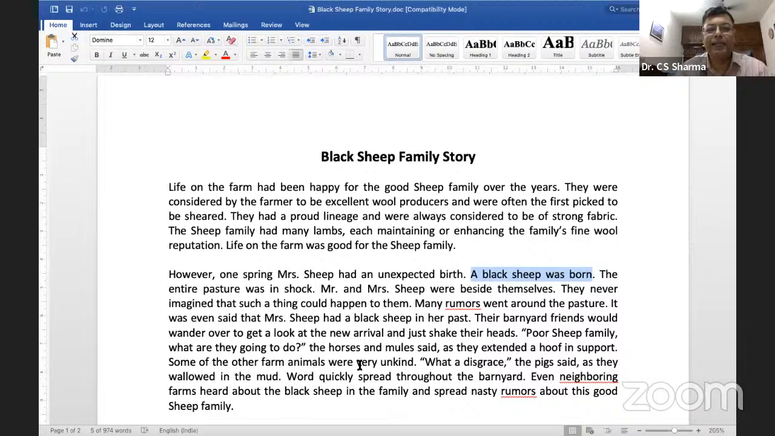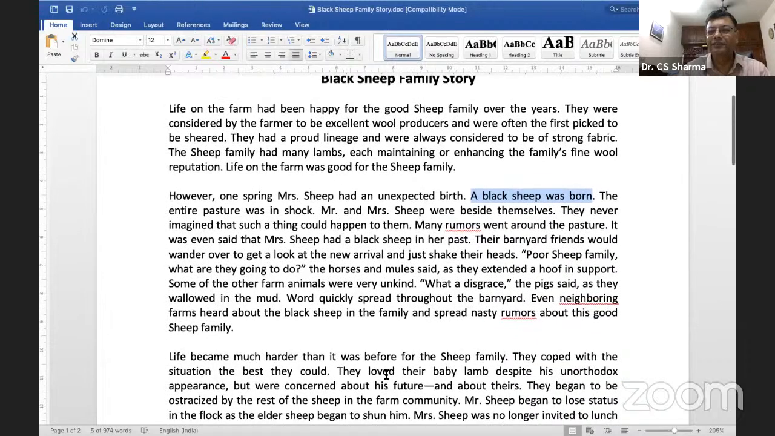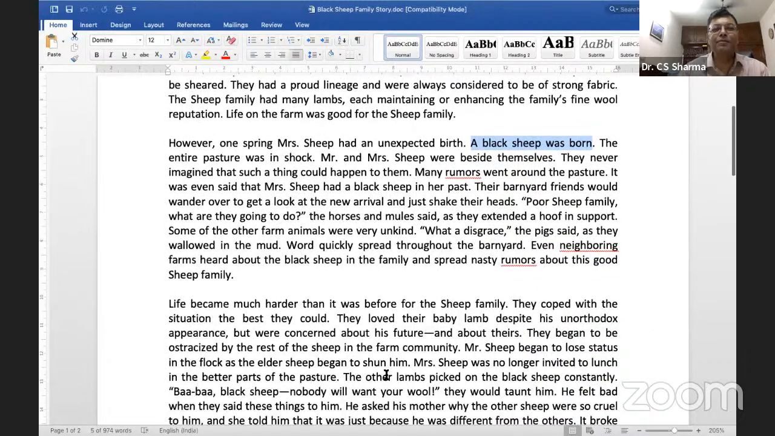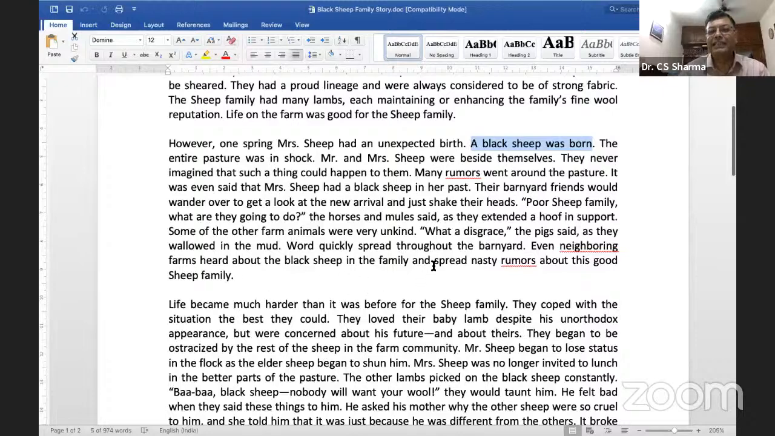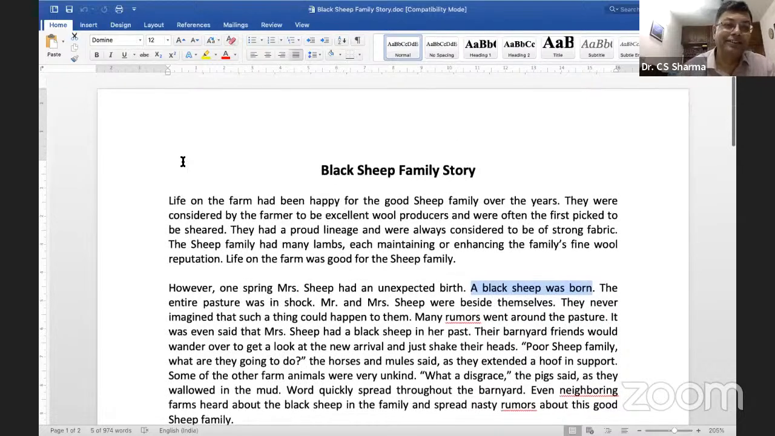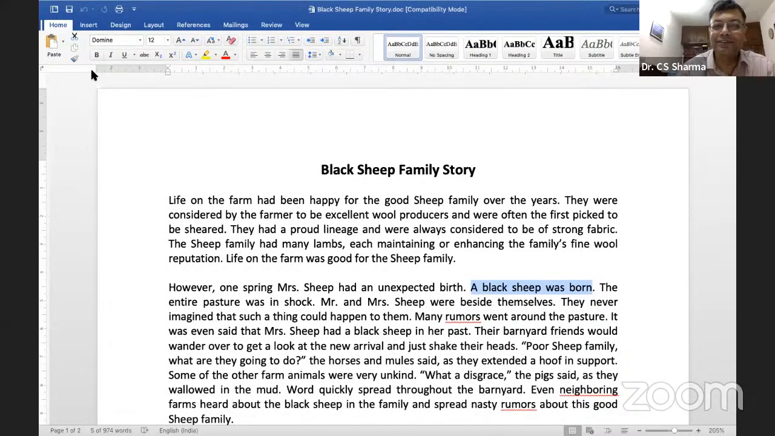Some of the other farm animals were very unkind. "What a disgrace," the pigs said, as they wallowed in the mud. The rumors would quickly spread throughout the barnyard. Even neighboring farms heard about the black sheep in the family and spread nasty rumors about this good sheep family. Life became much harder than it was before for the sheep family.